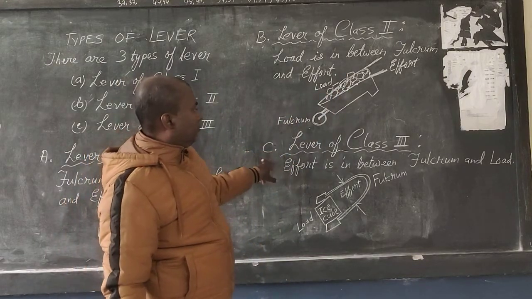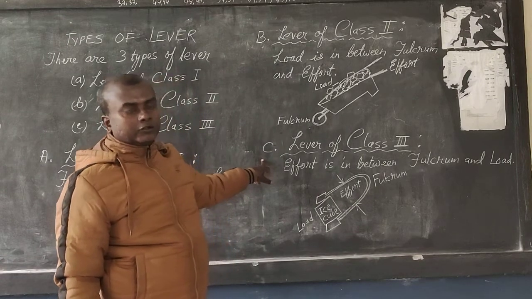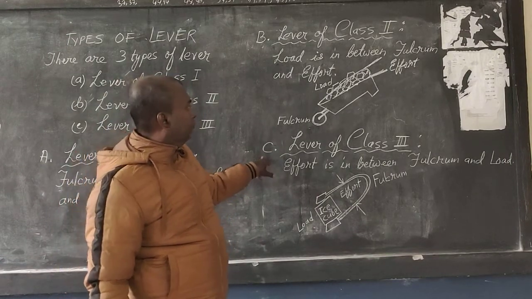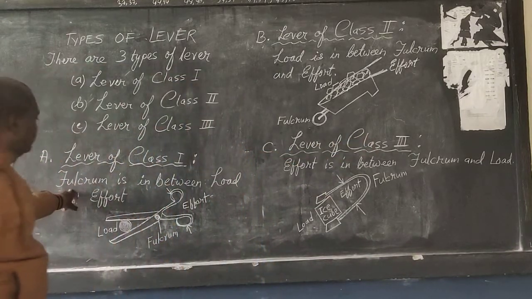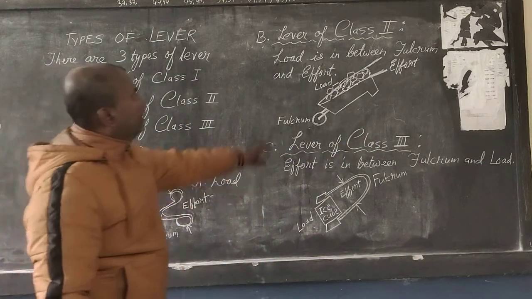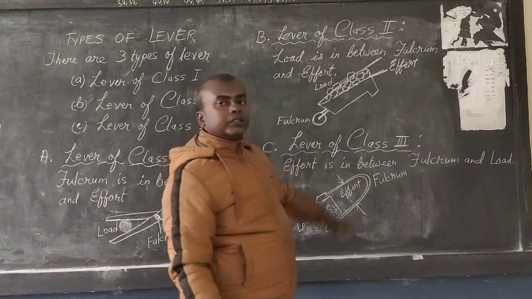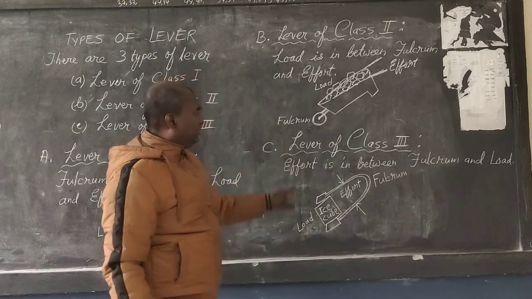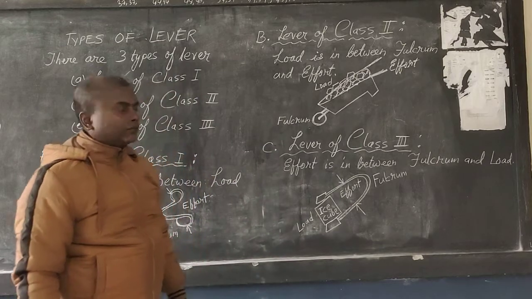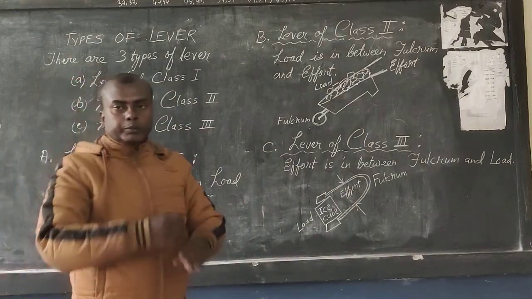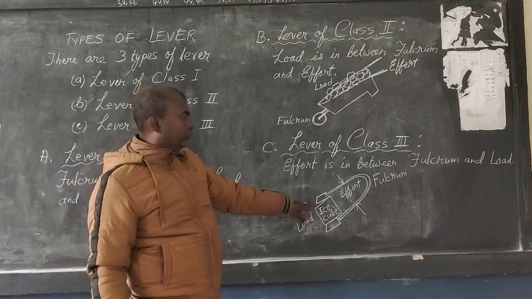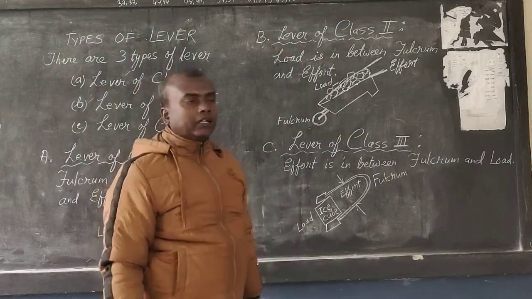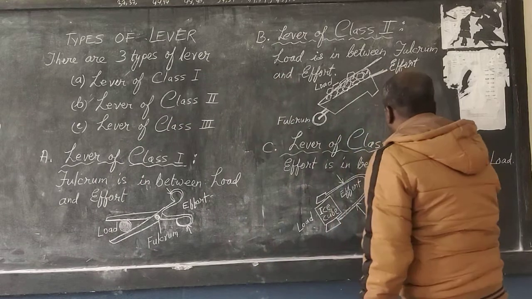Okay. Likewise, we have the third class, lever of class 3. In lever of class 1, fulcrum should be in the middle. In lever of class 2, load should be in the middle. Now in lever of class 3, effort should be in the middle. And fulcrum and load should be on the two corners. Now for example, I have used over here a pair of tongs.